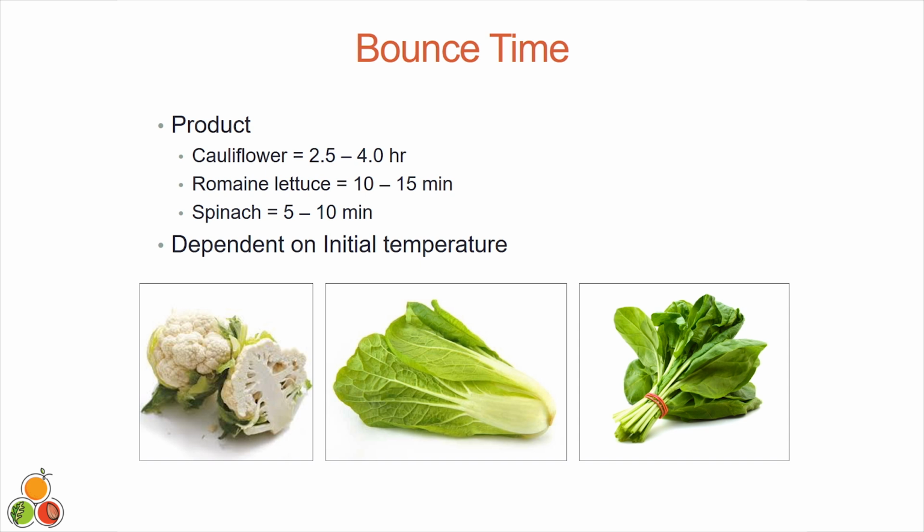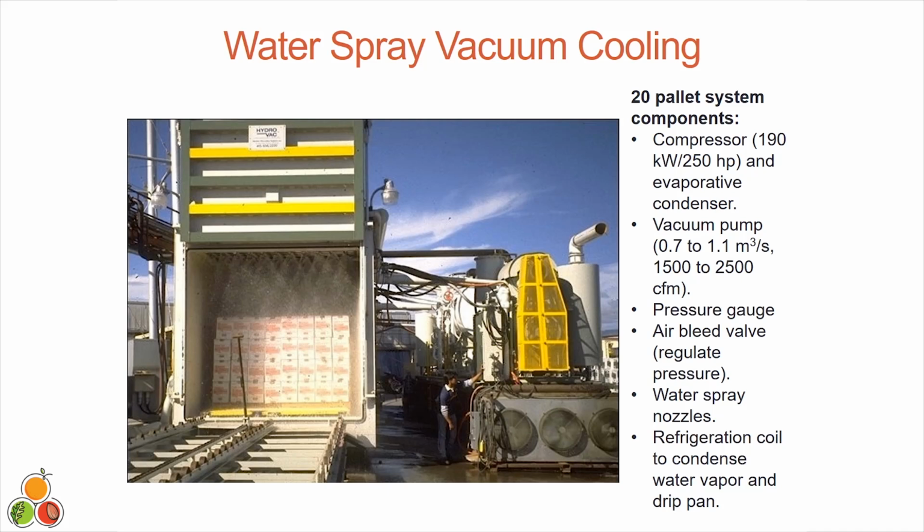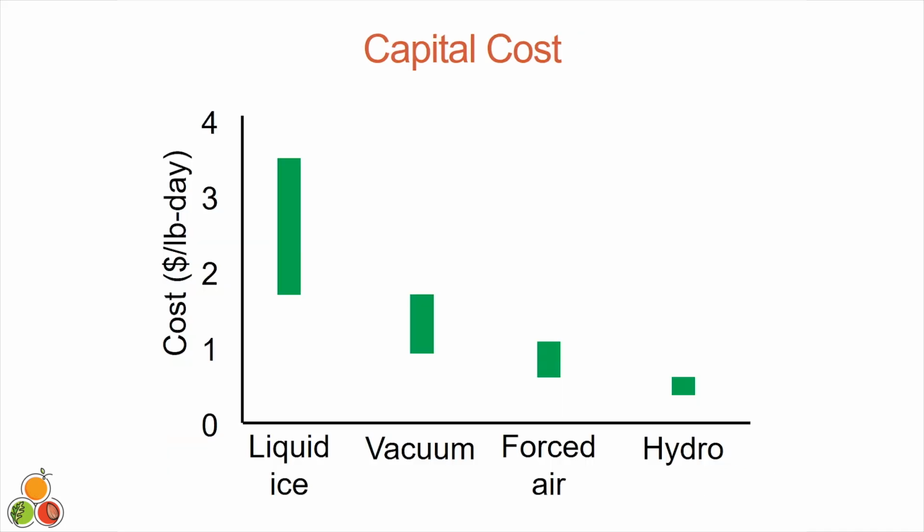Typical times are 2 to 4 hours for very dense products, but it is fast. For leafy greens, like spinach, it should be done in minutes. There are water spray vacuum cooling units that are also available, which can be taken from location to location, and the reason why they wet the product is because they want to reduce that moisture loss. Capital cost, liquid ice is the most expensive at this point.